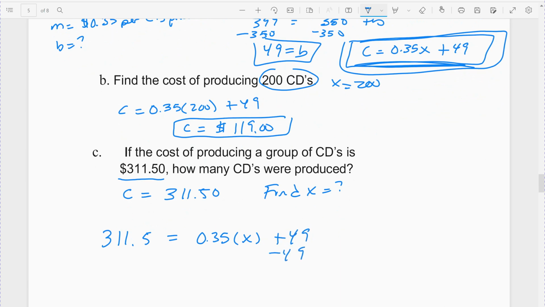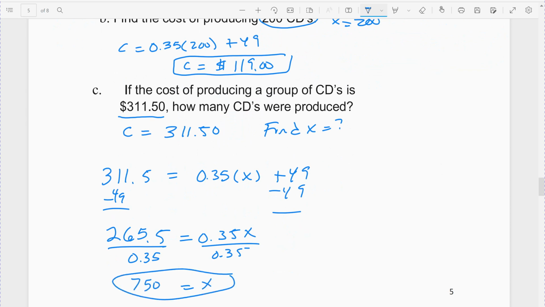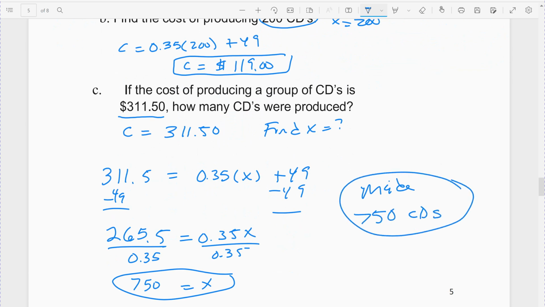So first thing you do is move the 49 to the other side. So this comes out 265.5 equals 0.35x, divided by the 0.35. And so 750. Okay, they made 750 CDs. And again, check your answer. Always a good idea to double check it. Alright, if I plug 750 CDs in, it should come out to $311.50. And it does. If you plug it in, that checks out.